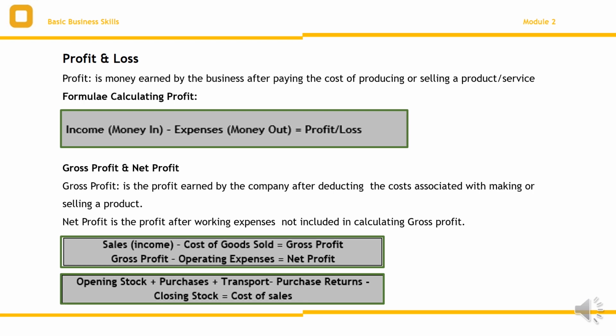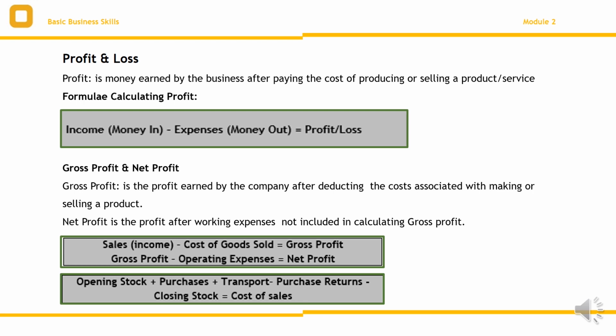So how do we calculate cost of sales? Or how do we calculate costs of goods sold? We first of all need to find out for a month what was the opening stock. So what was the opening stock figure? You then need to add any purchases, so any stock that was purchased during the month. You then need to add what we call your transport costs. Remember that when you go to buy stock, you are going to incur transport costs. So you need to factor in those transport costs.